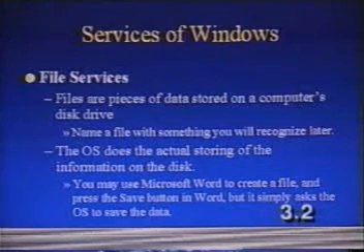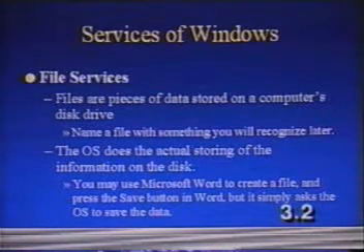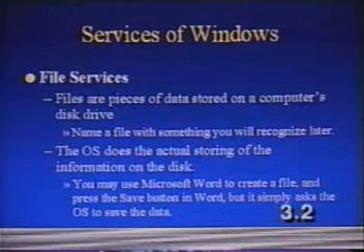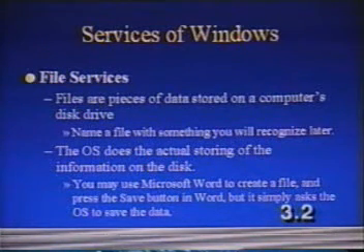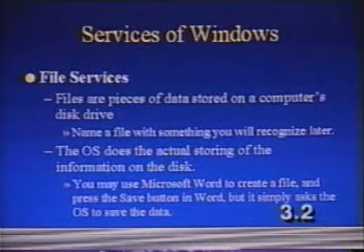Some of the services that Windows performs for you are file services. Files are basically pieces of data that are stored on a computer's hard drive. Basically, you name a file with something that you'll recognize later, and then you put the information into that file name. Now, the OS, the operating system, is what does the actual storing of the information on disk. Now, you may use Word or PowerPoint or Excel to create a file, but when you press that Save button, Word is asking the operating system to save the data.